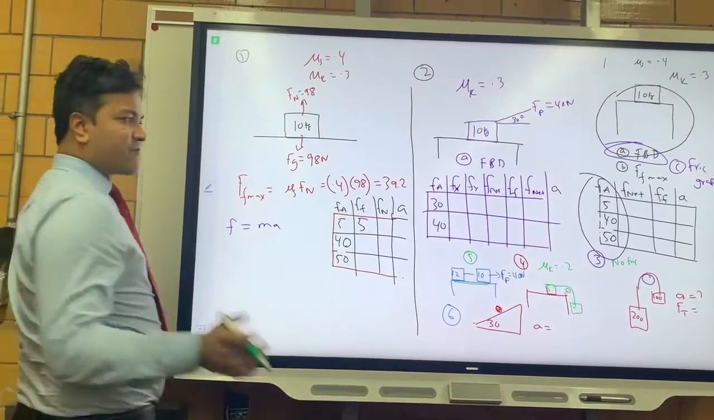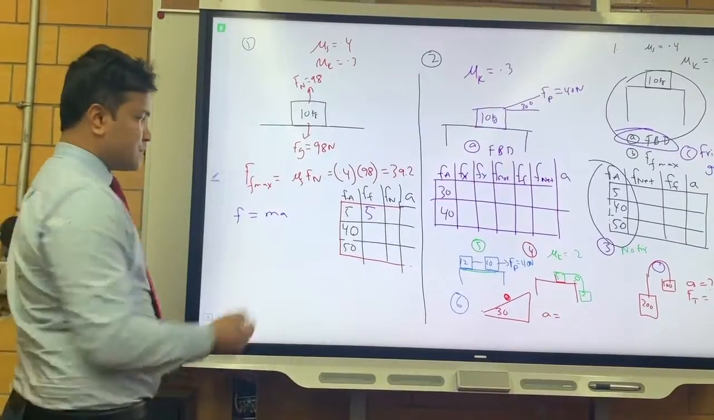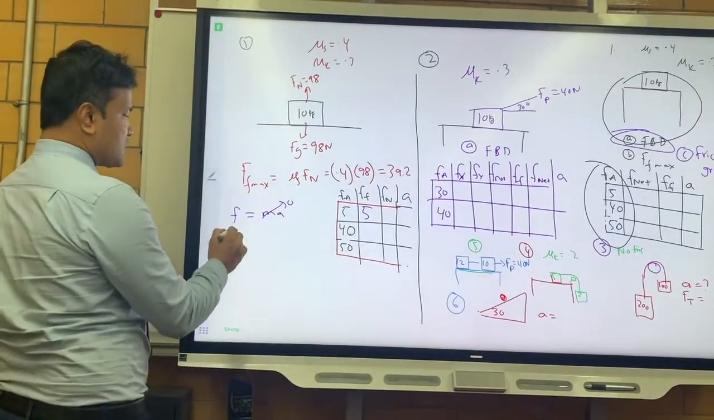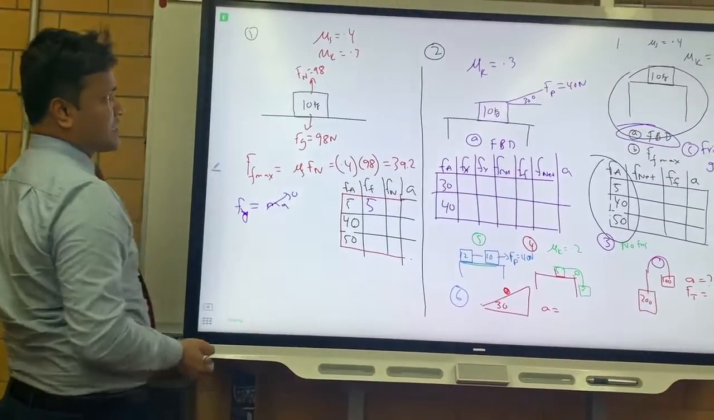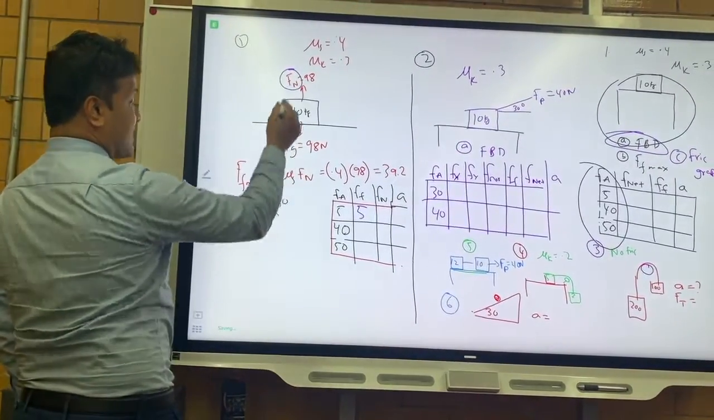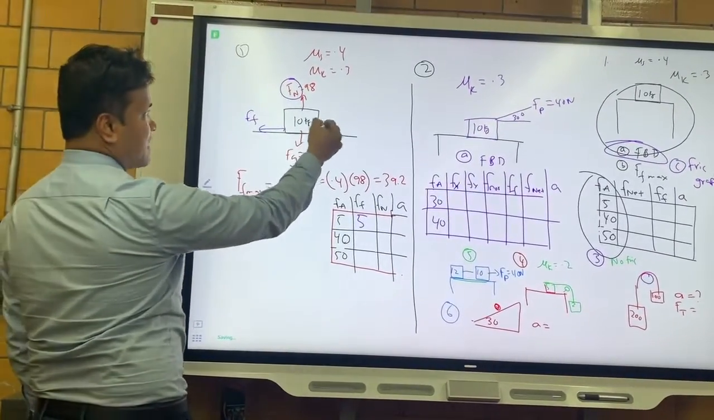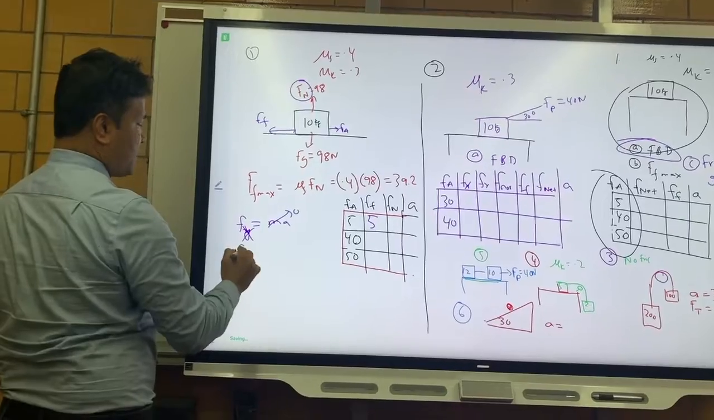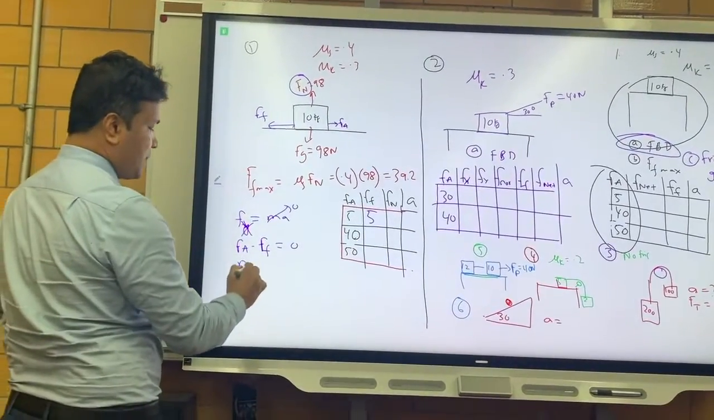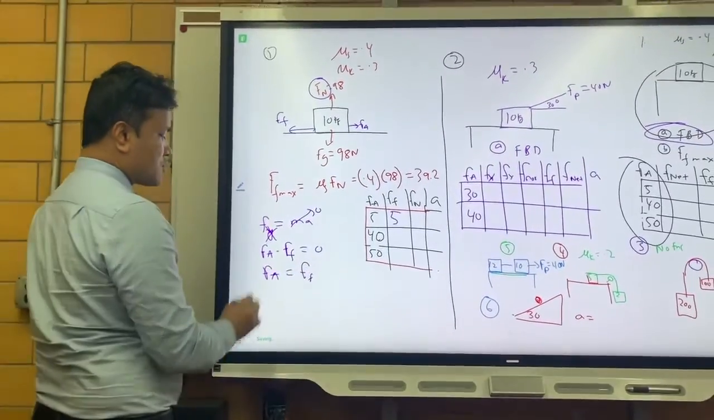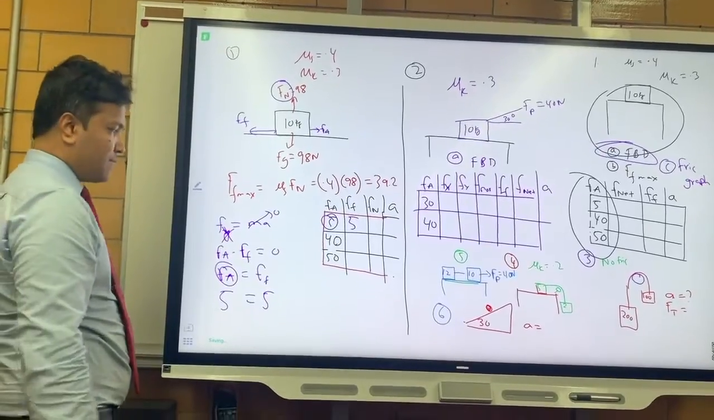The box will be at rest if you do not apply more than 39.2. So the box will be at rest. So in the x direction, how many forces are acting on it? Ff and Fa. So Fa minus Ff is equal to 0, right? So Fa must be equal to Ff. So if Fa is 5, Ff must be 5. Okay, so that's it.